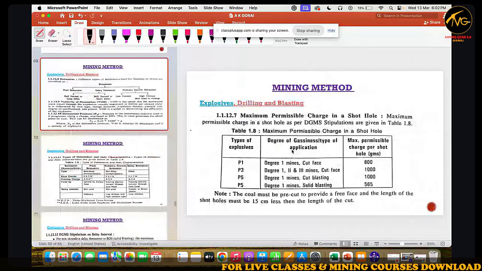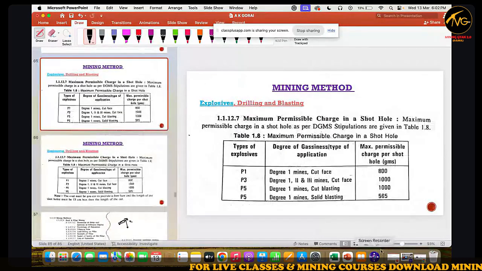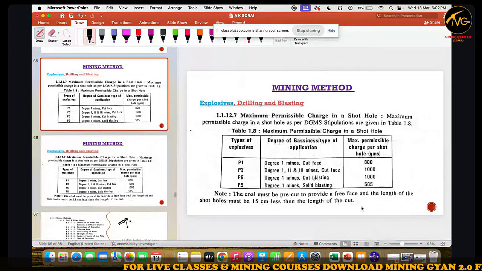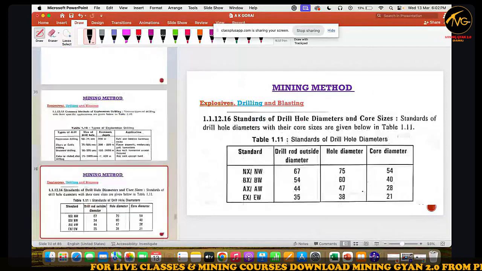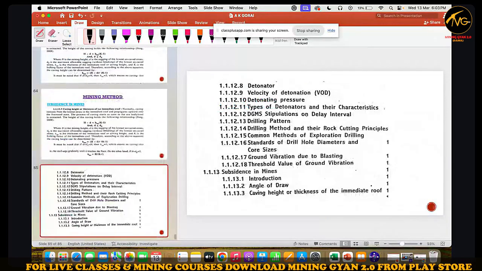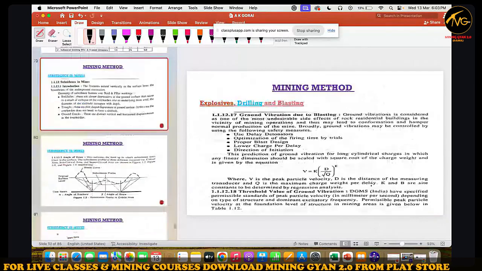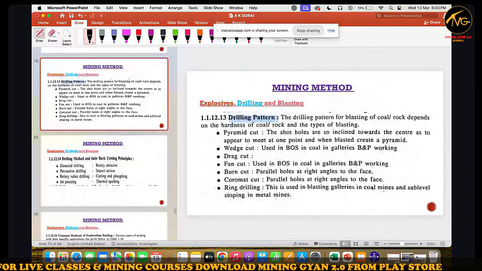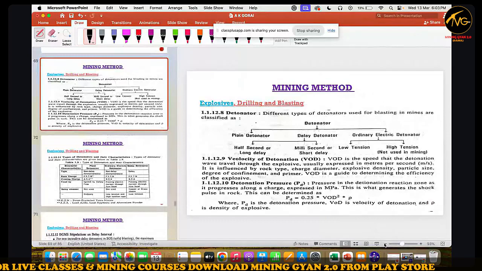So okay, today we will discuss detonator also. So tomorrow we will only have drilling and subsidence. Then we will go to numerical. Tomorrow everybody will revise every concept and every formula.